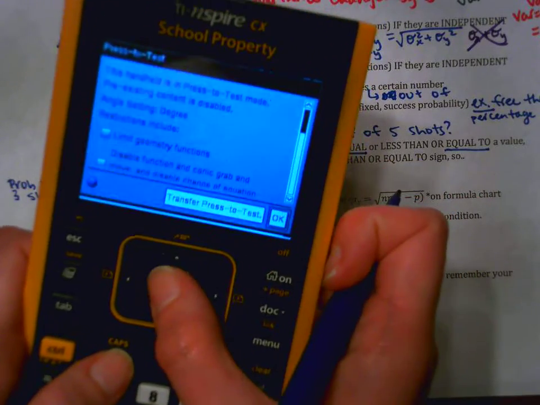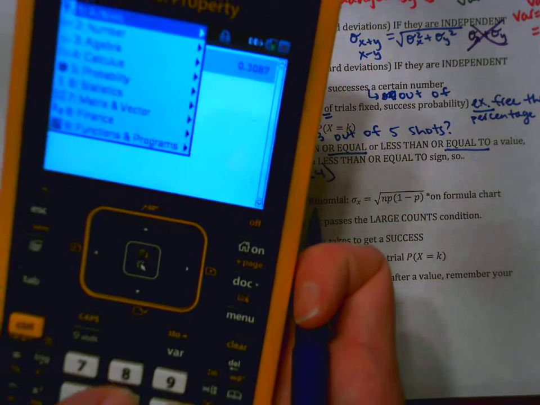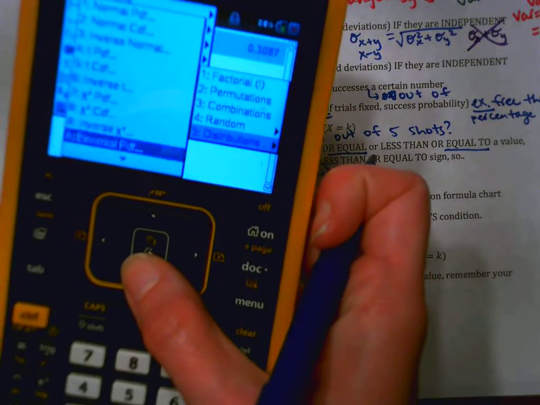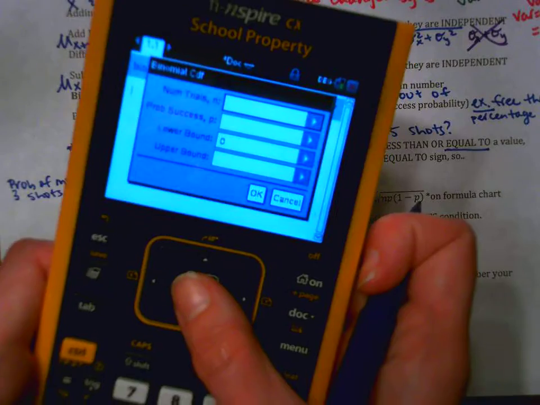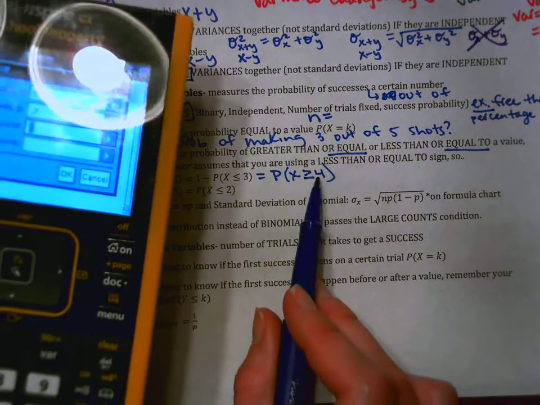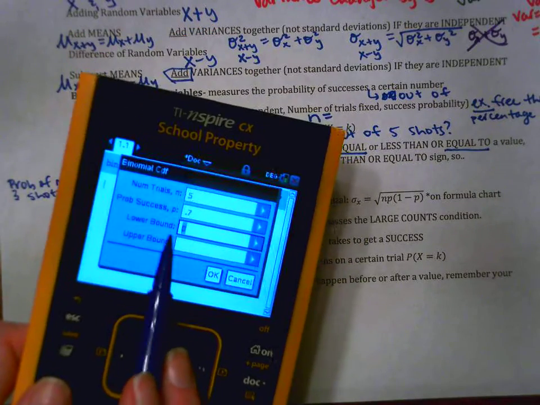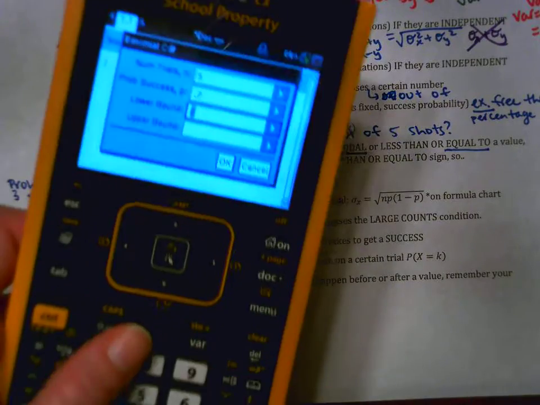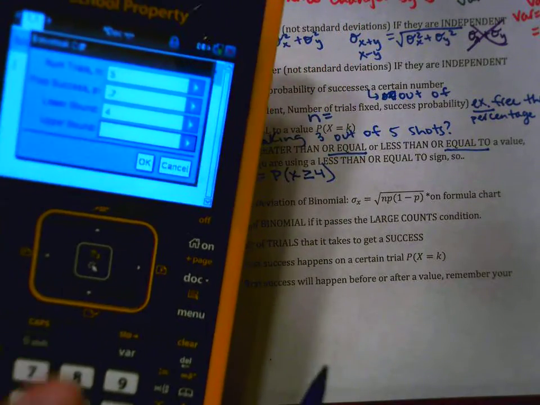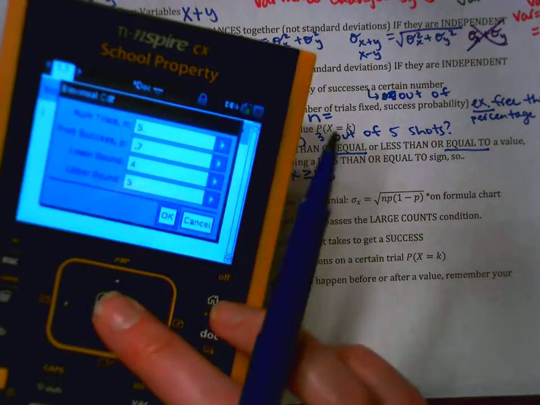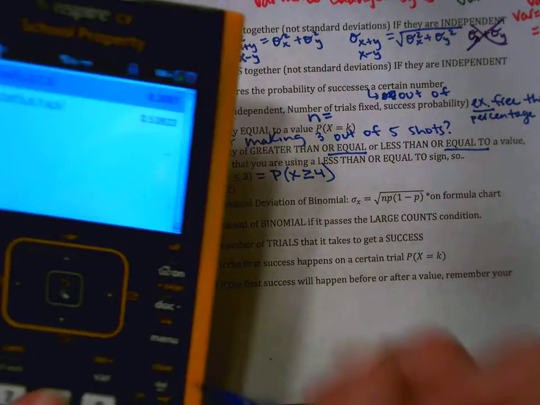So you would go to binomial CDF, which is, if you scroll all the way down or you type B, number of trials is still 5, my probability of success is 0.7, but now my lower bound would be 4. Your calculator does equal to, so you can't use 3 if it's just greater than, if there's no equal to sign. And my max is not infinity because I'm making 5 shots, so my upper bound is 5. And it would be 0.528.